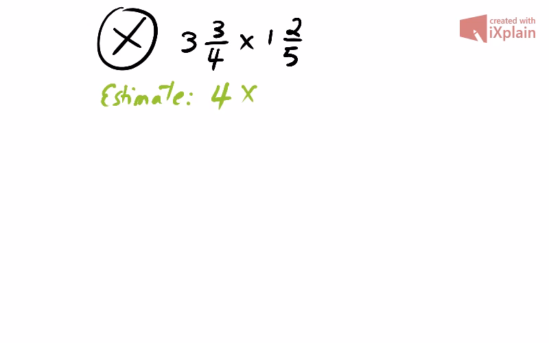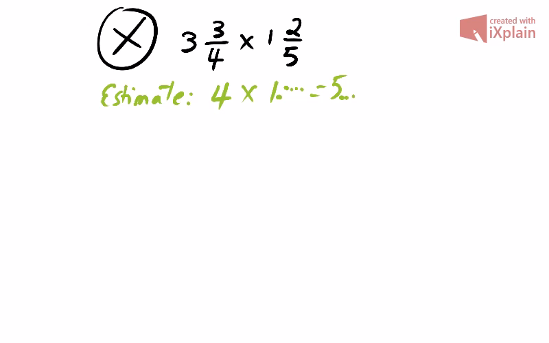1 2/5: we could say 2/5 is less than a half, so we could keep that to just 1. But maybe we could say 1 and a bit, 1 point something. So 4 times that won't be just 4. It will probably be 5 and a bit. But we'll check that against our accurate answer when we finish.